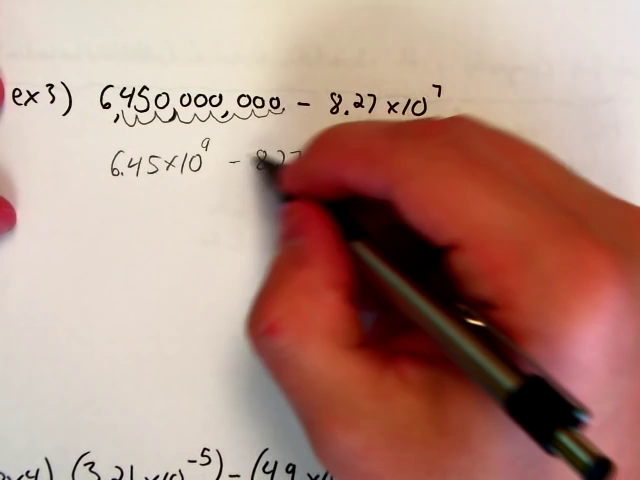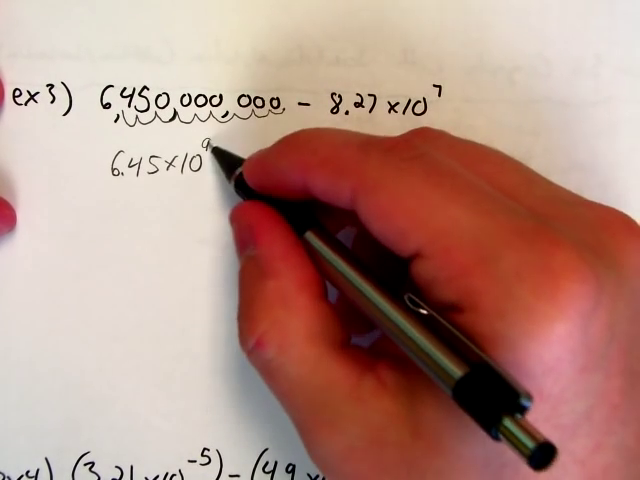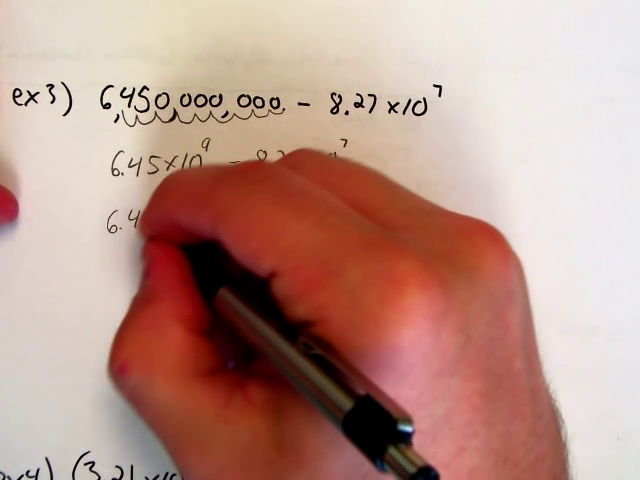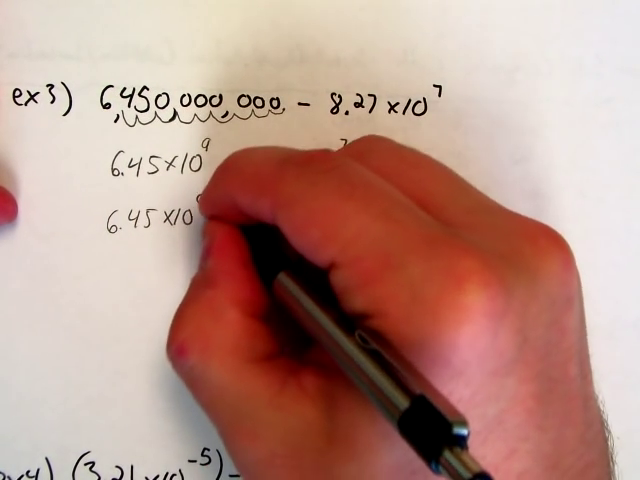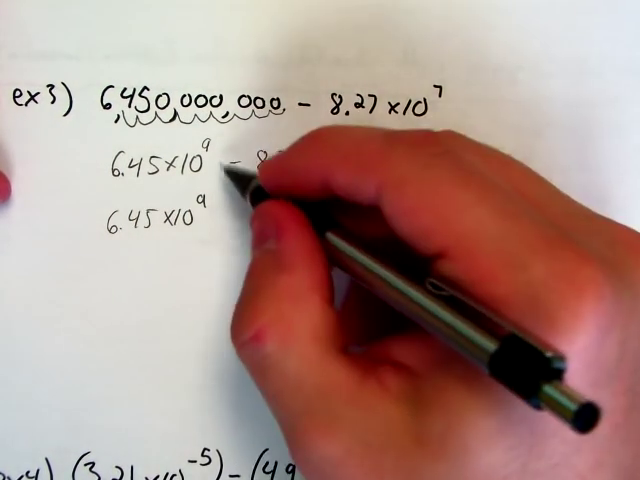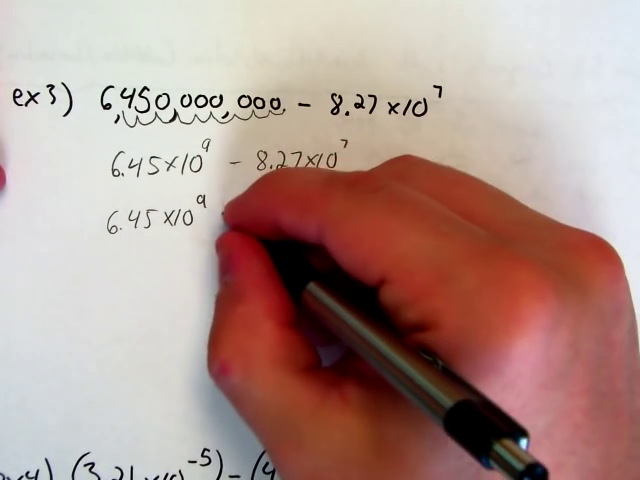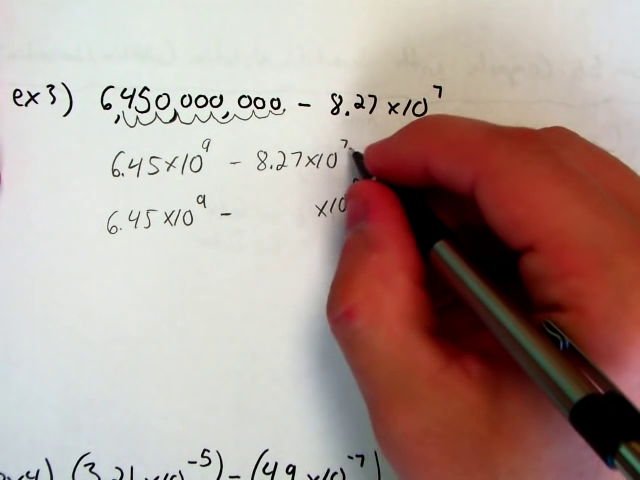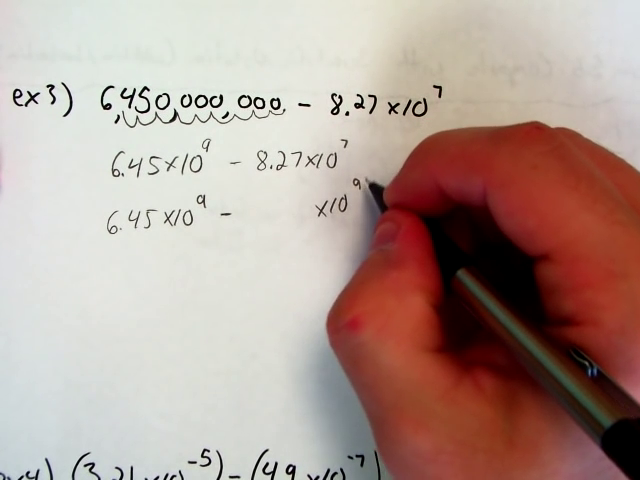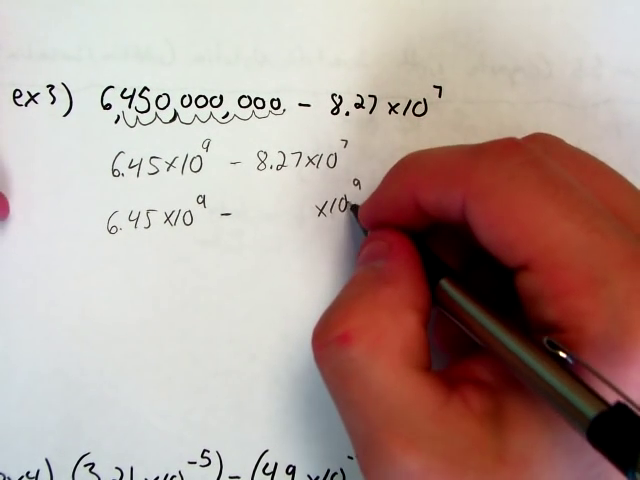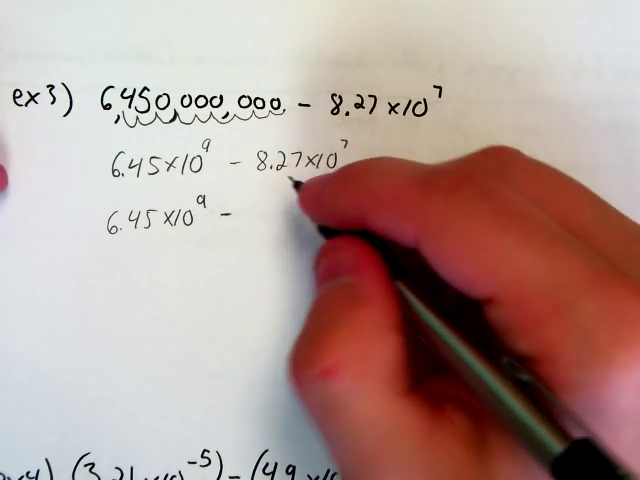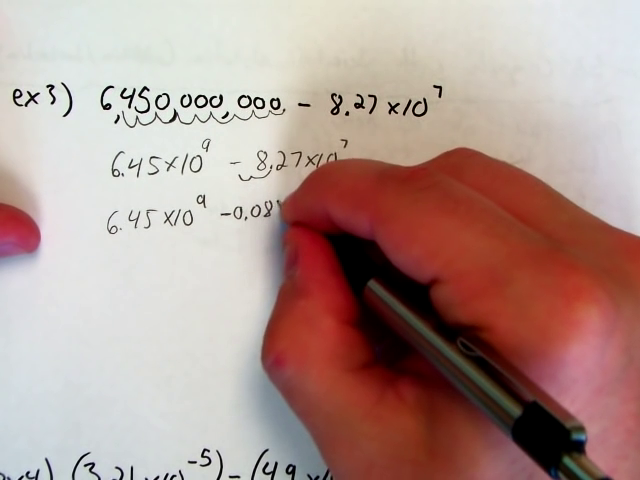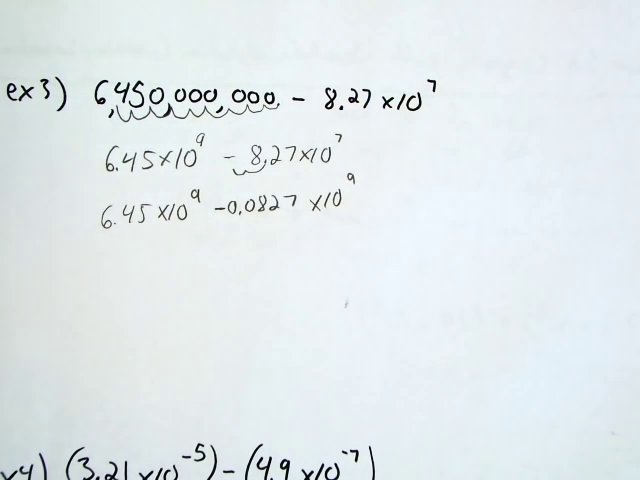Exactly the same process. We want both of these exponents to be the same. So we're going to get them to be the bigger of the 2 exponents. So 6.45 times 10 to the 9th is going to stay because 9 is bigger than 7. So I want the 7 to become a 9. Increase the power by 2, multiply by 100 then. So then we want to divide this by 100 or move this 2 places to the left. So this would be 0.0827.